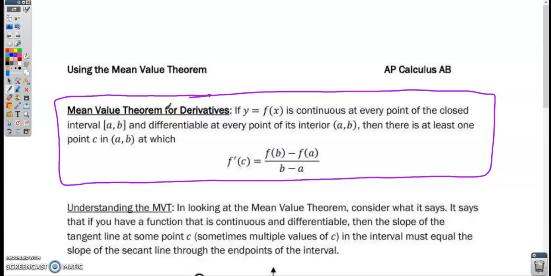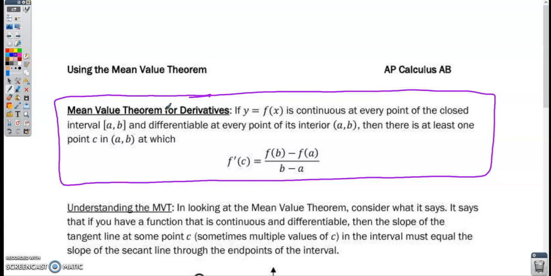The mean value theorem for derivatives says if y equals f of x is continuous at every point of the closed interval from a to b and differentiable at every point of its interior, the open interval a to b, then there is at least one point c in the interval from a to b at which f prime of c is equal to f of b minus f of a all over b minus a. So let's break this down and make sure we understand exactly what it's saying here.